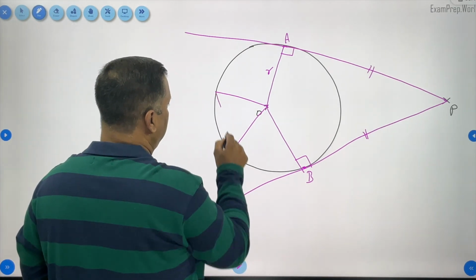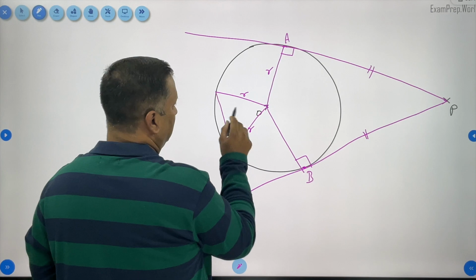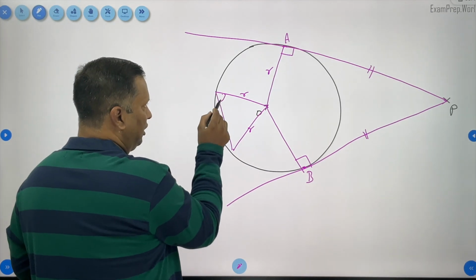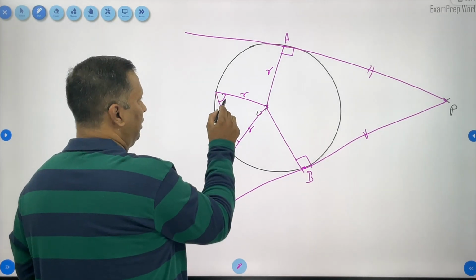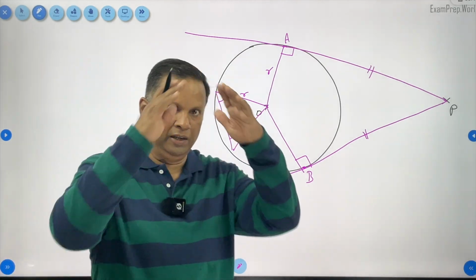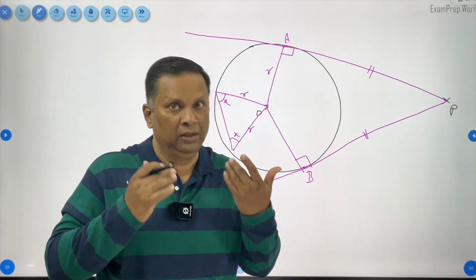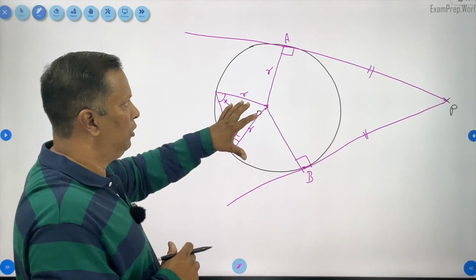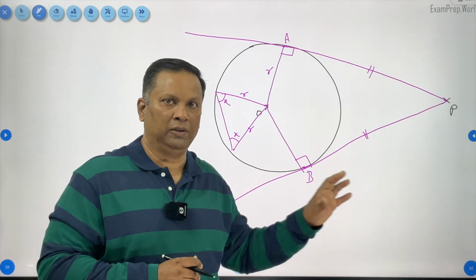What is this triangle? Isosceles, radius-radius. So this is an isosceles triangle. In an isosceles triangle, these angles will be equal. Suppose this is X, this will also be X. In an isosceles triangle, angles adjacent to equal sides are equal. So if you remember this, you will be able to solve all kinds of questions which are given here.